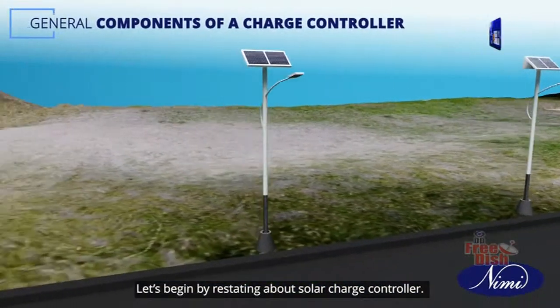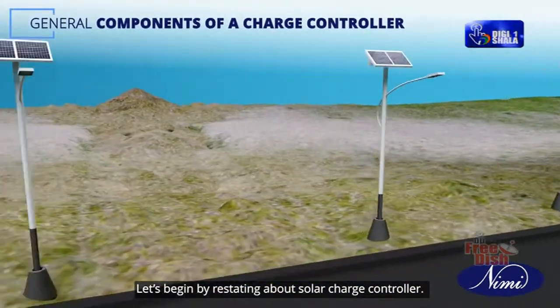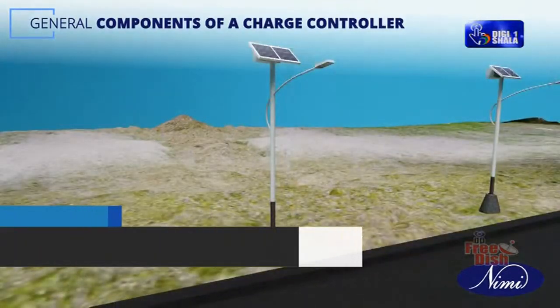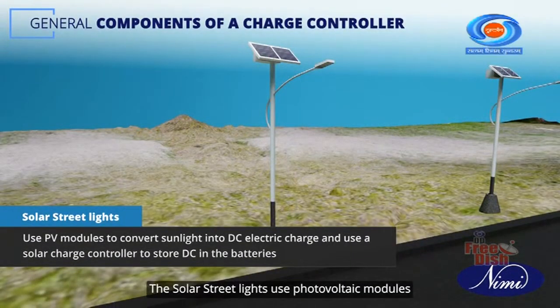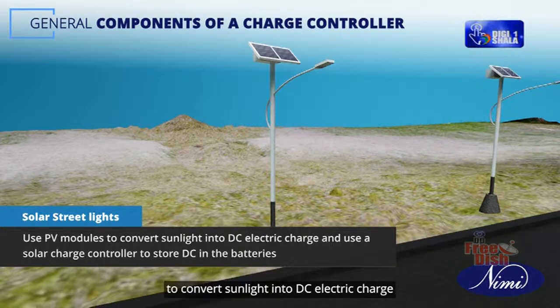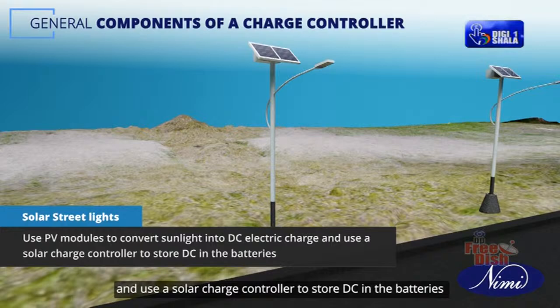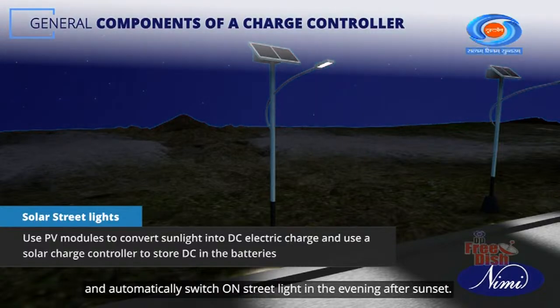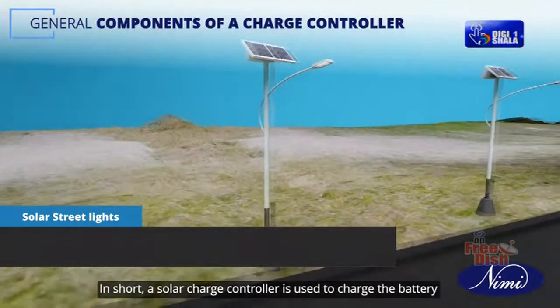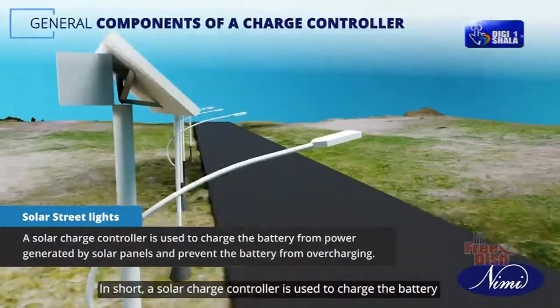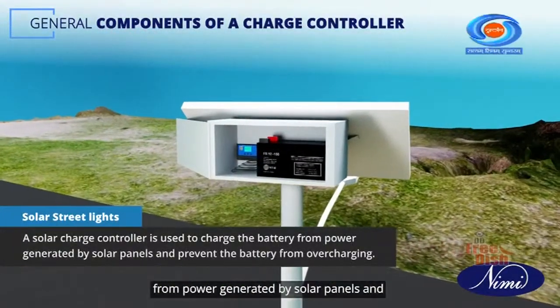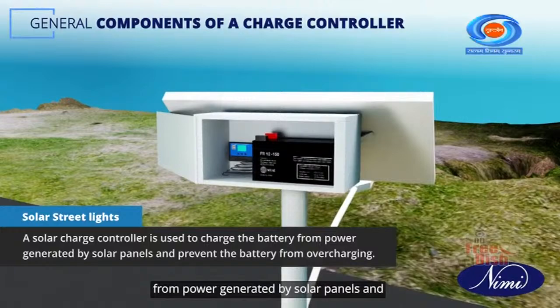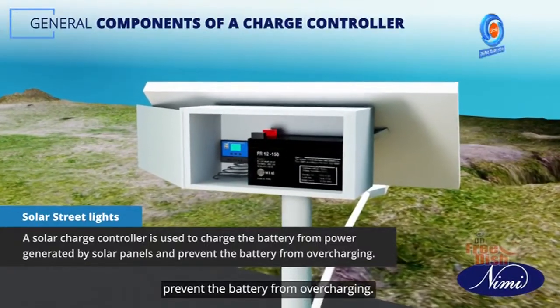Let's begin by restating about solar charge controller. The solar street lights use photovoltaic modules to convert sunlight into DC electric charge and use a solar charge controller to store DC in the batteries and automatically switch on street light in the evening after sunset. In short, a solar charge controller is used to charge the battery from power generated by solar panels and prevent the battery from overcharging.